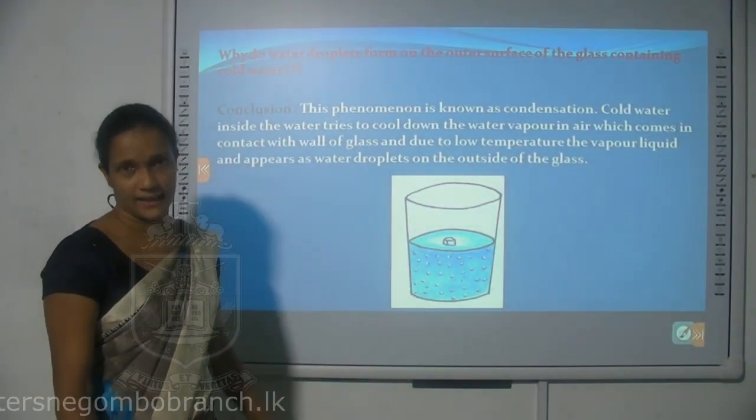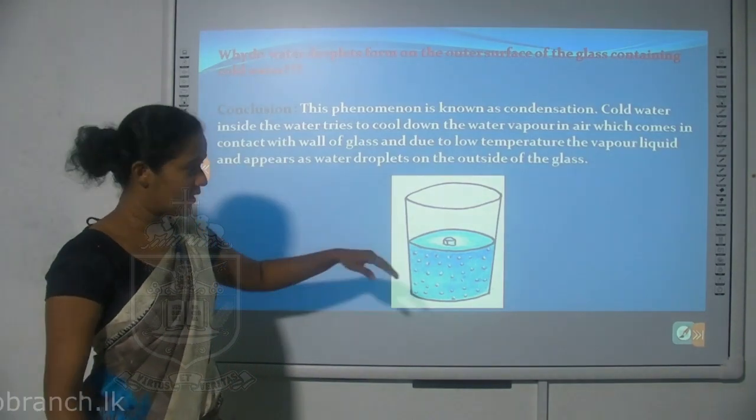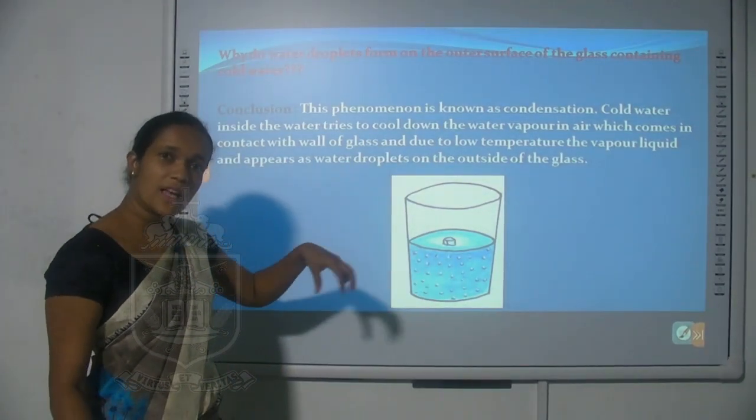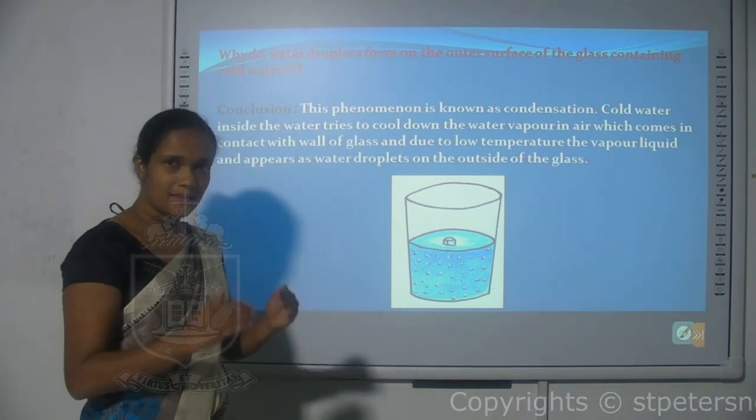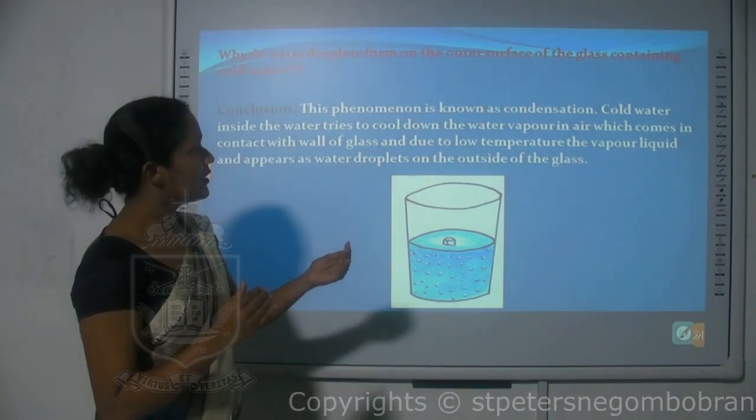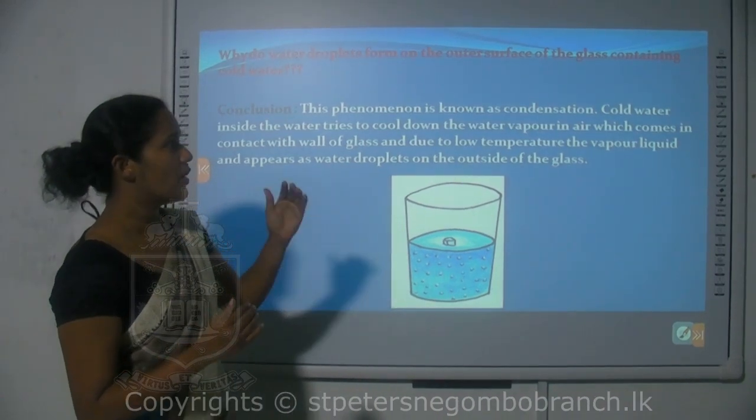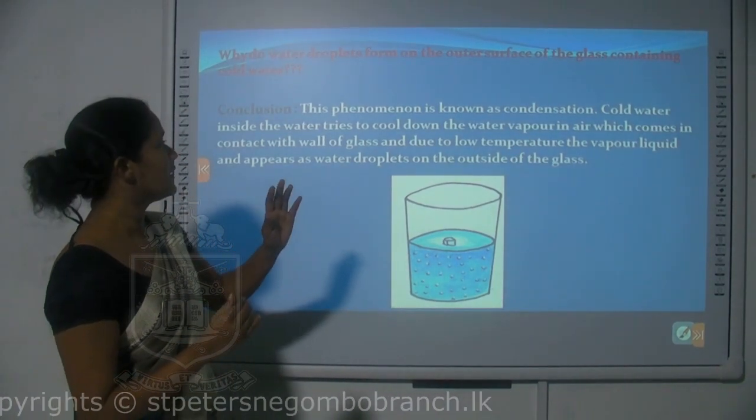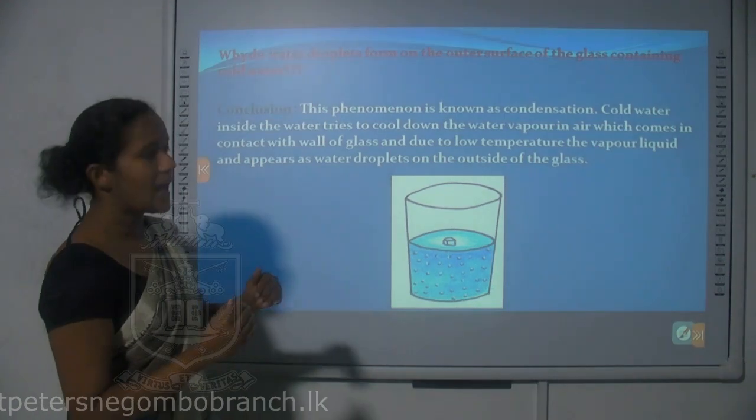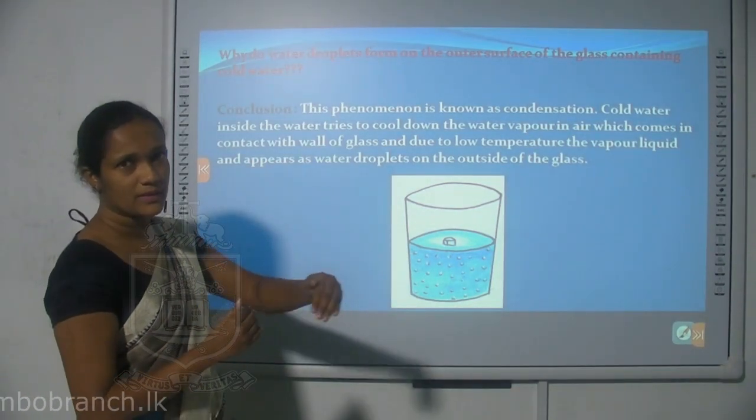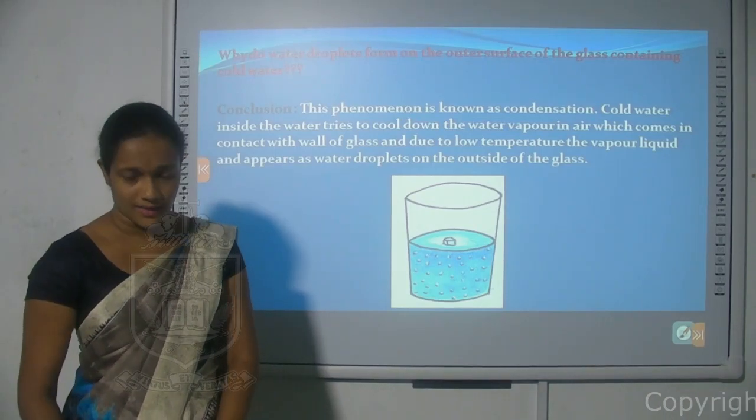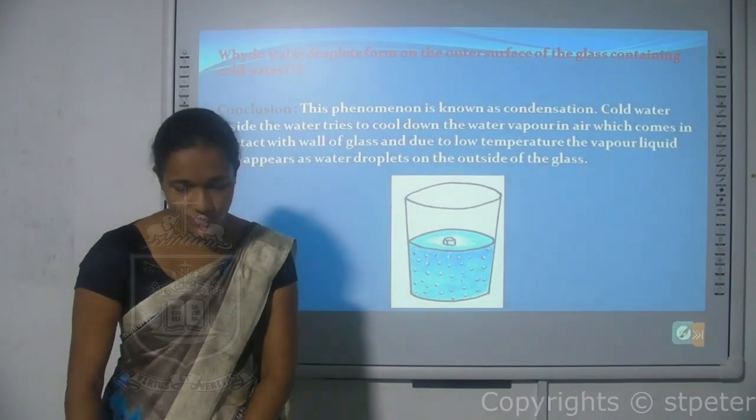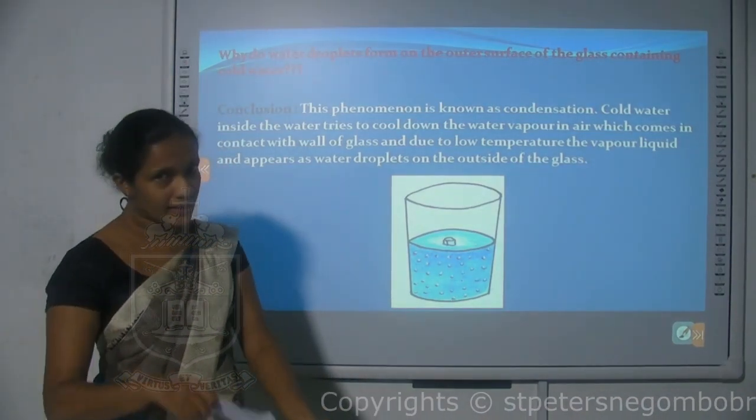Now you will understand, some water droplets appear outside the glass not because the glass has some kind of leakage, but because the water vapor outside the glass gets cold, and because of the low temperature, the vapor liquefies and appears as water droplets outside of the glass. That is why the water droplets were not blue in color.